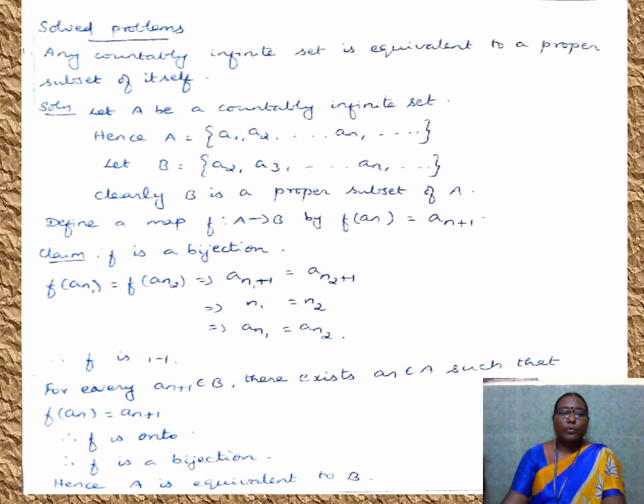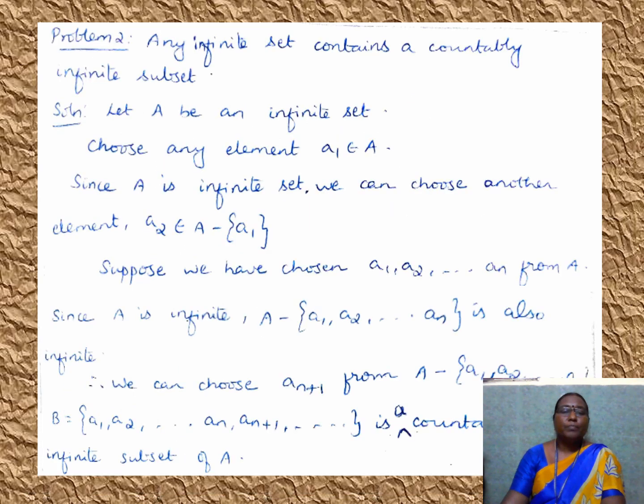So what we have proved is that we took a countably infinite set and we have proved that the set is equivalent to a proper subset of itself. Now let us move to the second problem. Any infinite set contains a countably infinite subset. So I have to take an infinite set and I have to prove that there is a countably infinite subset within the set. For that purpose, I am taking A to be an infinite set.